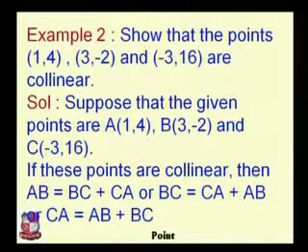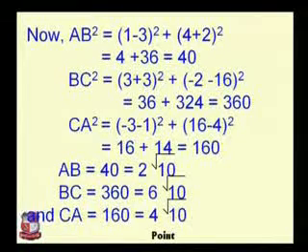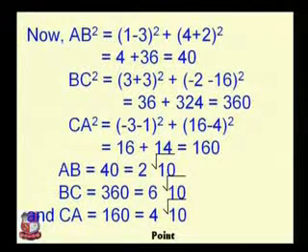If these points are collinear, then AB is equal to BC plus CA, or BC is equal to CA plus AB, or CA is equal to AB plus BC. So first of all, by using the distance formula, we have to find AB square, BC square and CA square, then compare the addition of two, which is equivalent to the third side. So first of all, we find AB square.